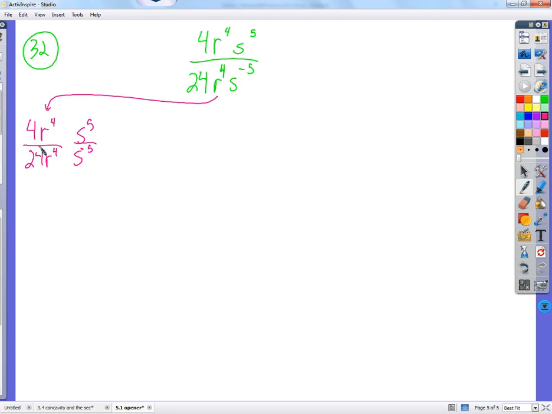The r to the fourth and r to the fourth turn out to be 1. R to the fourth divided by r to the fourth, every factor of r cancels out every other factor of r. Okay? Divide them both by 4. These are both divisible by 4, so you get 1 over 6. Okay. Bring the negative 5 to the top. Okay, so we have s to the 5th times s to the 5th. 1. I'm going to write the number 1. And then we multiply these together and get what? S to the 10th. S to the 10th over 6.